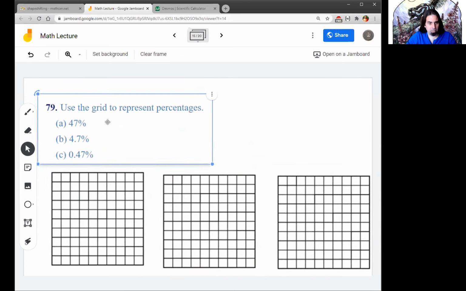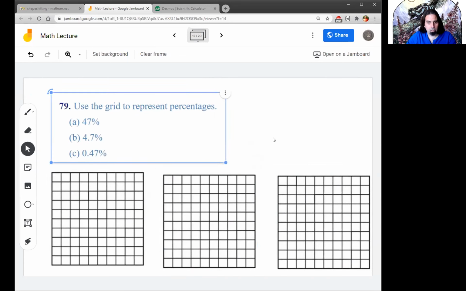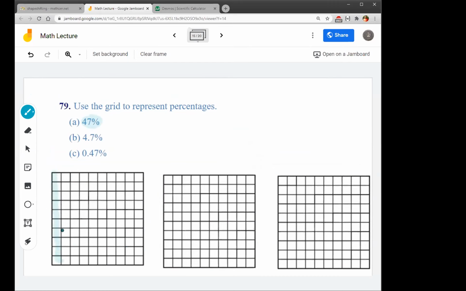Okay, now I'm ready. So 47%. How many boxes will I shade on my 100 grid? 47. So 10, 20, 30, 40. There we go, right? Please, again, forgive my unexpert artwork. That's not why I'm here.